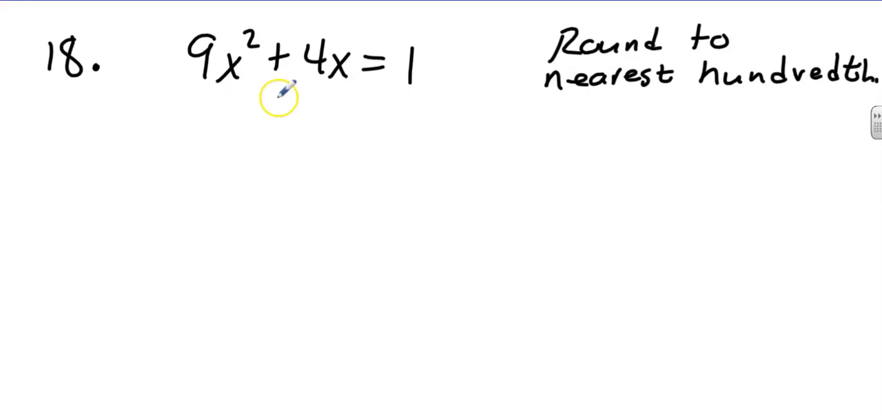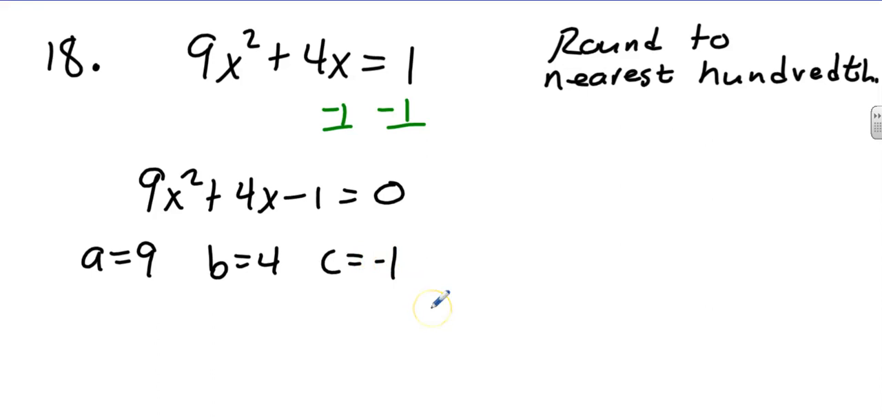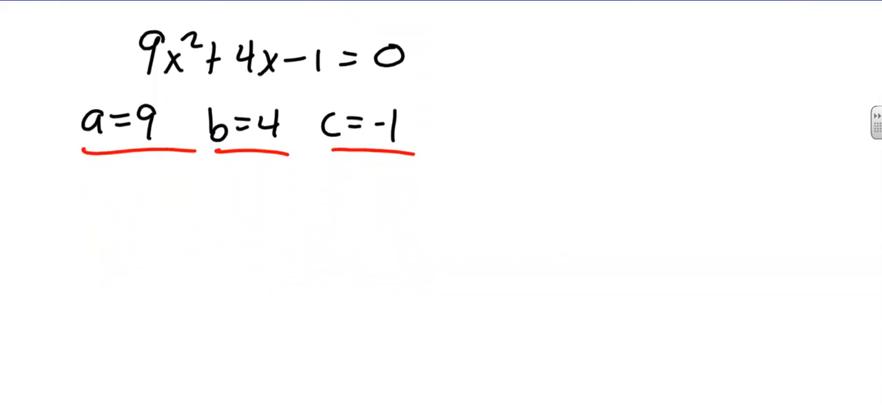All right, first thing is, it does have to equal 0. So you're going to have to move that 1 back over to the left-hand side. And once it's equal to 0, then you can go back and pull out your A and your B and your C values. So for this part, your A value is 9, your B value is 4, and your C value would be negative 1. So those are the three numbers we're going to go back and plug in.